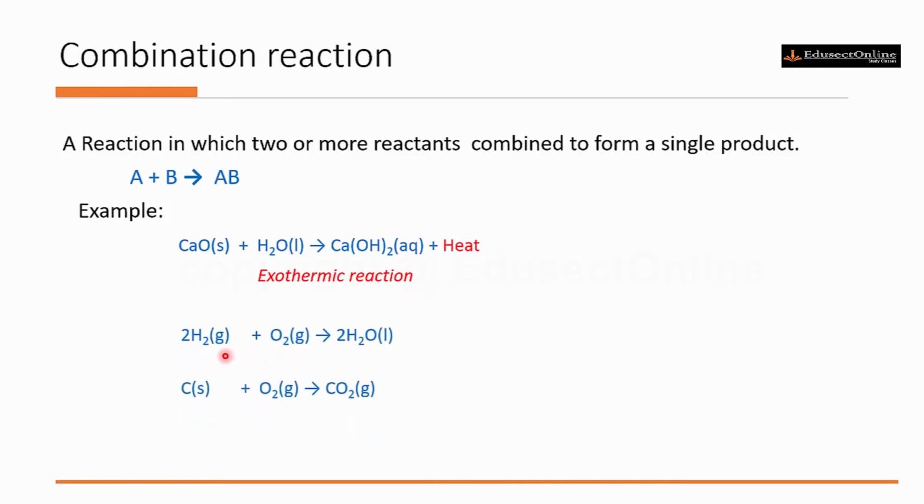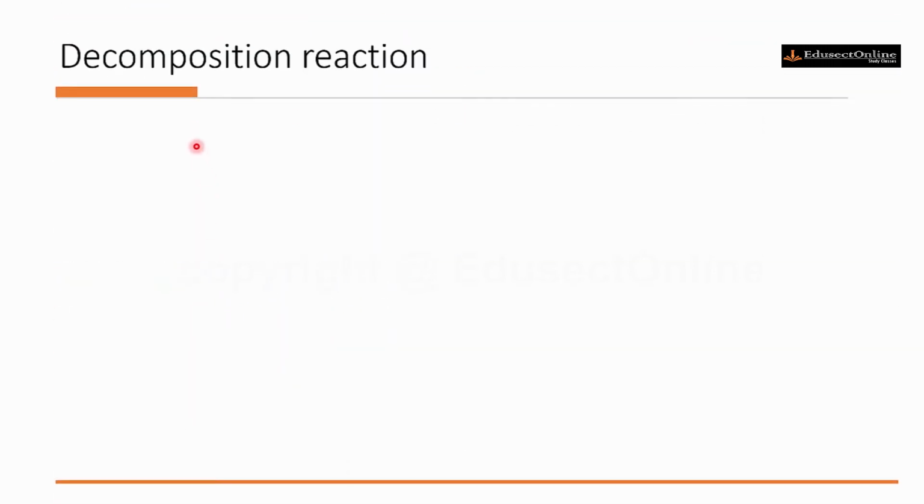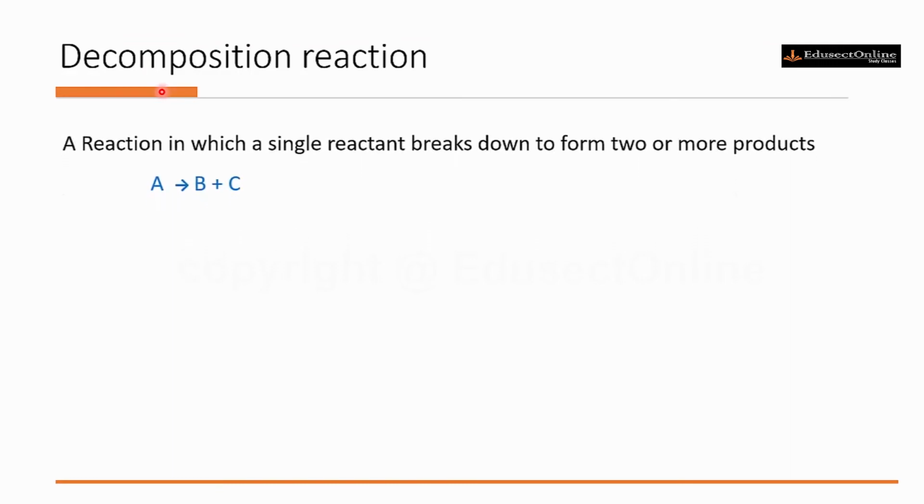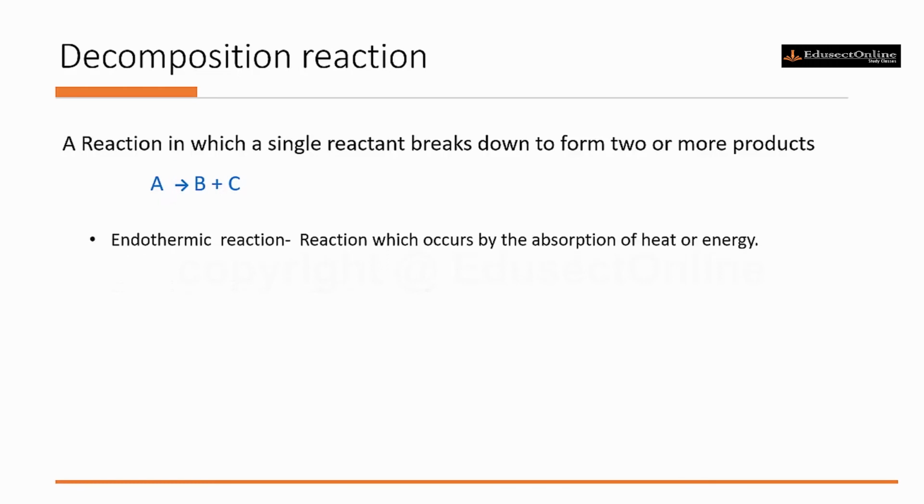Another example is hydrogen reacting with oxygen forming water. Then carbon reacts with oxygen producing carbon dioxide. Next type is decomposition reaction. Decomposition reaction is just the opposite of combination reaction. This is a reaction in which a single reactant breaks down to give two or more products.